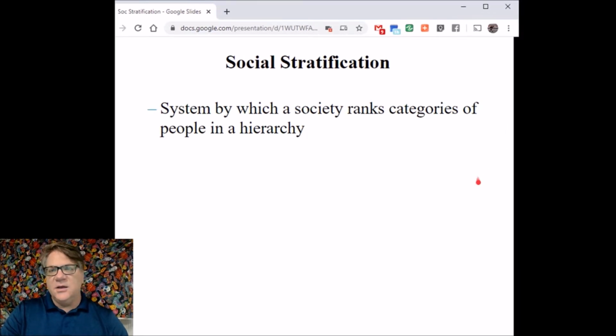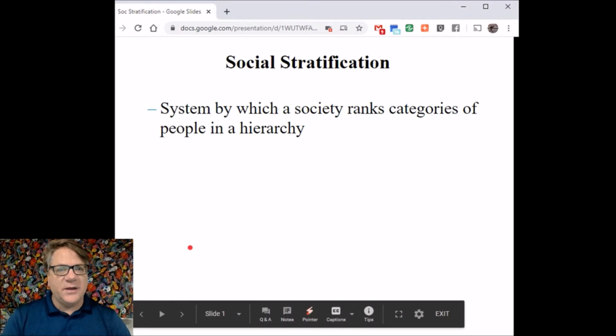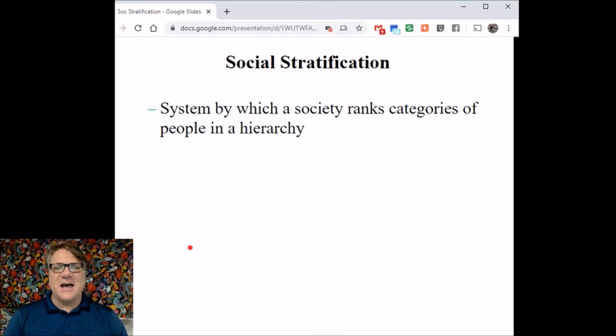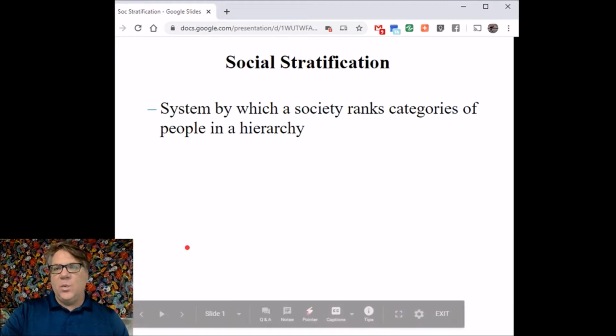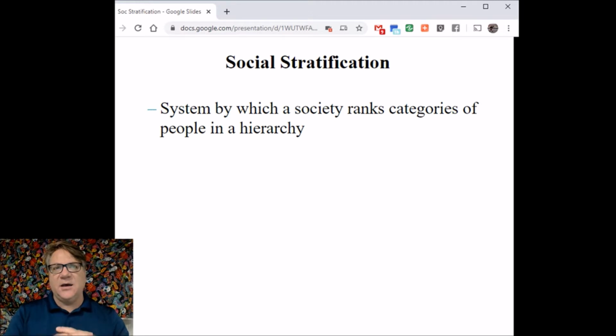So, starting out, social stratification, as you're going to see on page 242, is a system by which a society ranks categories of people in a hierarchy. So what we really are dealing with here is dimensions of power. And as we start back here after spring break, we are going to be talking about social stratification for much of the rest of the semester. So our next several chapters will deal with these kinds of topics.